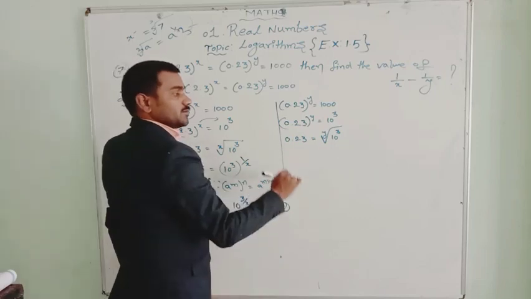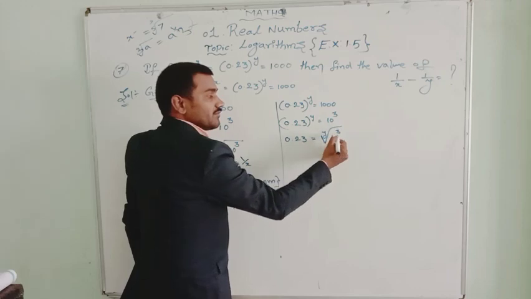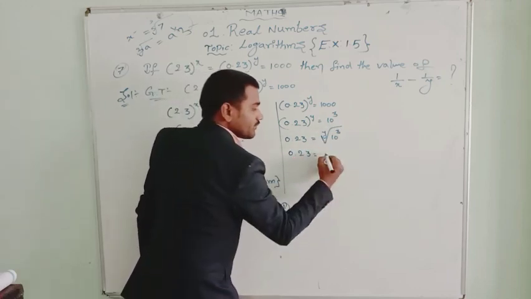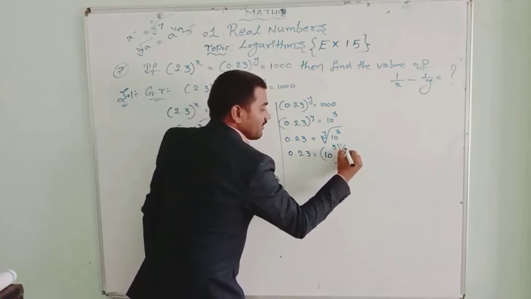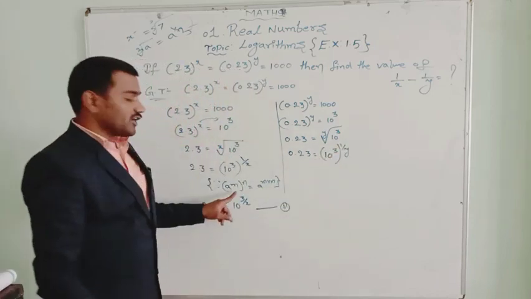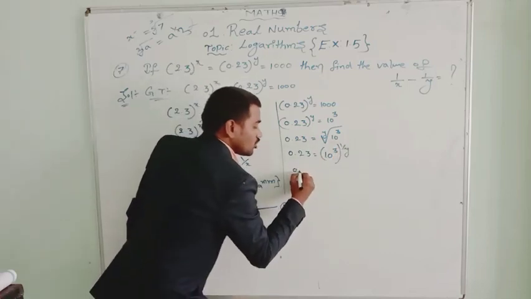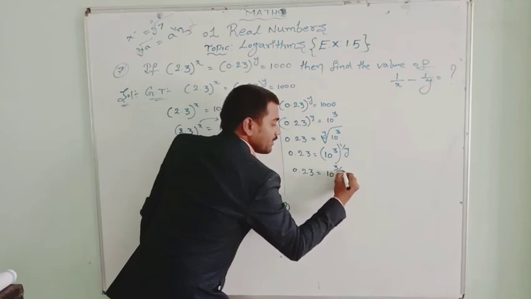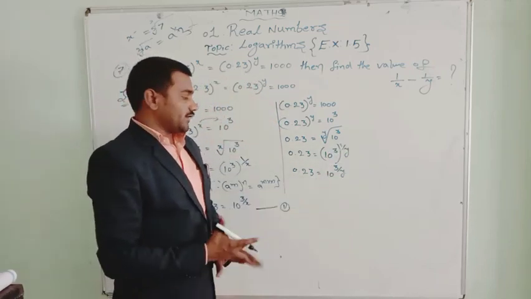Again, children, when you observe here, this y root is a radical form. Let's write the exponential form: 0.23 equal to 10 to the power of 3 whole to the power of 1 by y. Now it is in the form of a to the power of m whole to the power of n, which is a to the power of m into n. So 0.23 equal to 10 to the power of 3 by y. This is what you have got till now.